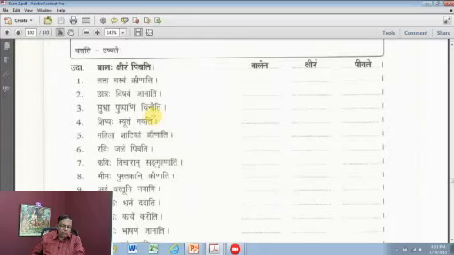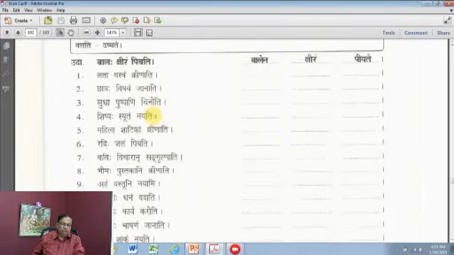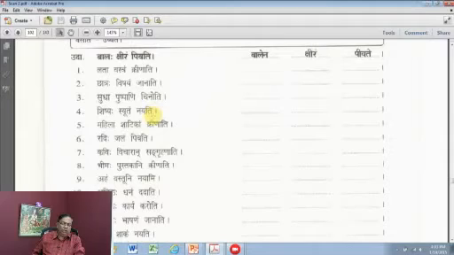But here it has to be plural. Chiyante. Singular is given there. You have to convert into plural. So, Sudhaya pushpani chiyante.